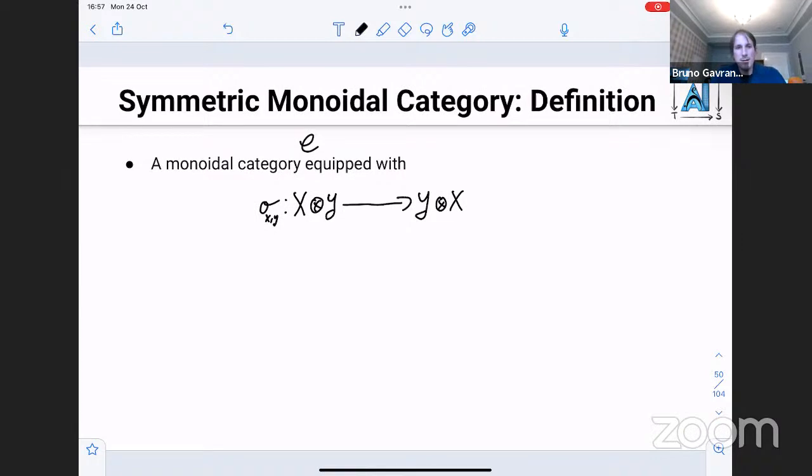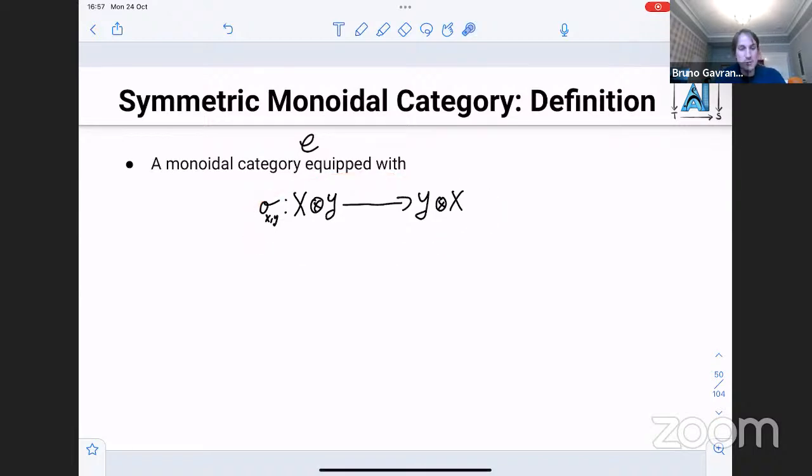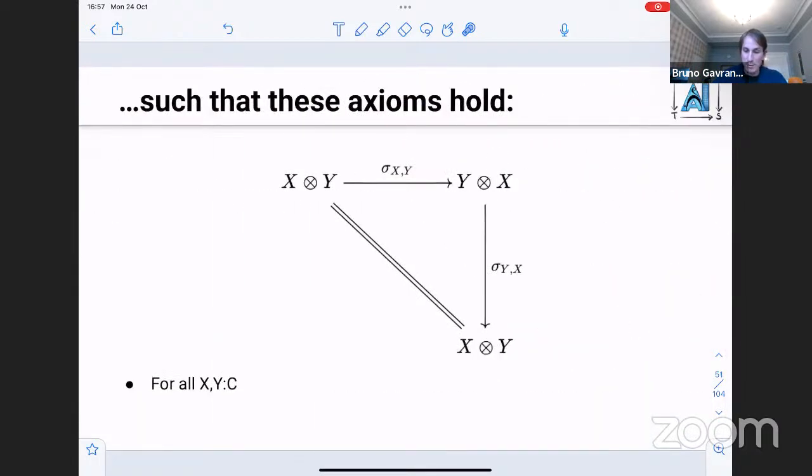Really, in an arbitrary monoidal category, we might not have this morphism, but in a symmetric monoidal category, we do. And as always, whenever we introduce a new piece of machinery, we have to say how it interacts with all the structure we've had so far. So this particular morphism satisfies some laws.